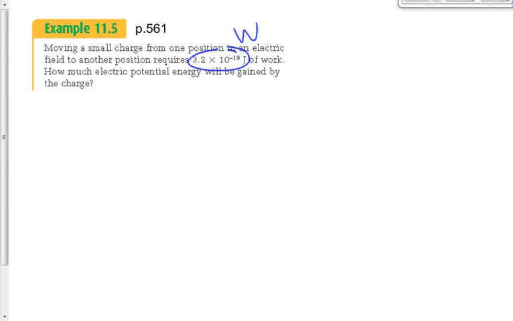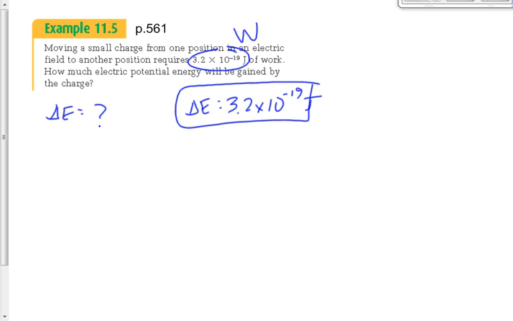In other words, we're looking for delta E, right? The change in electric potential energy, the potential energy gained. What's the value of delta E? Boy, don't make this harder than it has to be. It's equal to the work, right? Delta E is 3.2 times 10 to the minus 19 joules. This is not a calculation question. This is a definition question. This is another way of asking you to define work in the context of electric potential energy. If you know that work is equal to the change of potential energy, then you've nailed the question. All right?